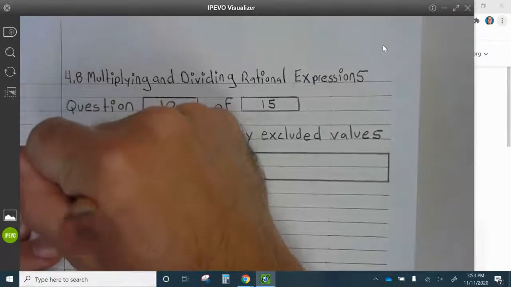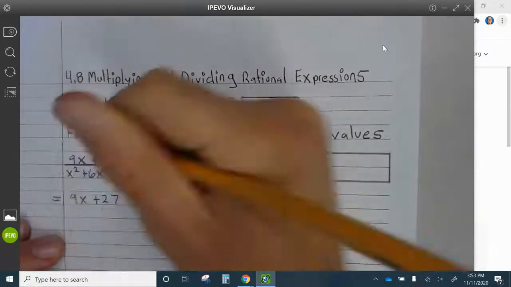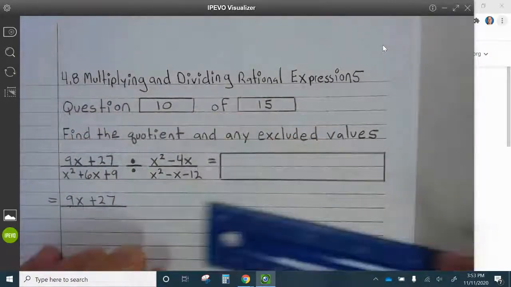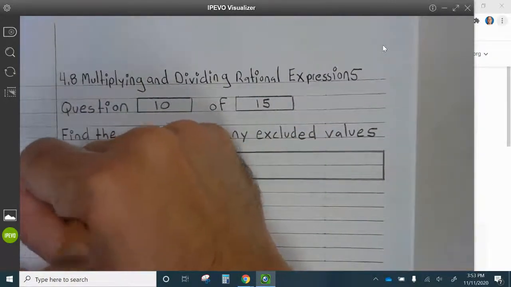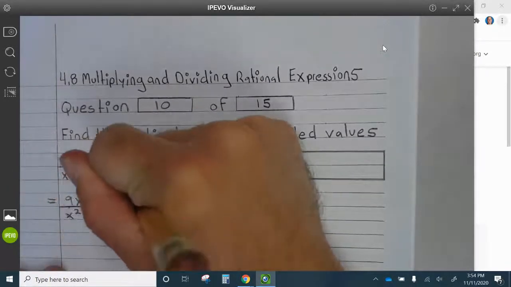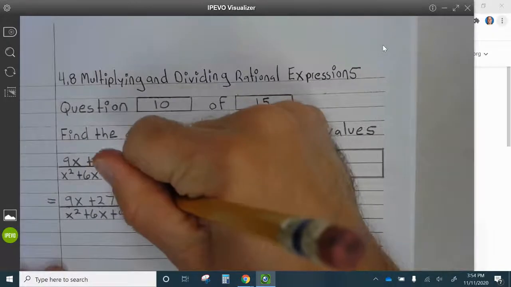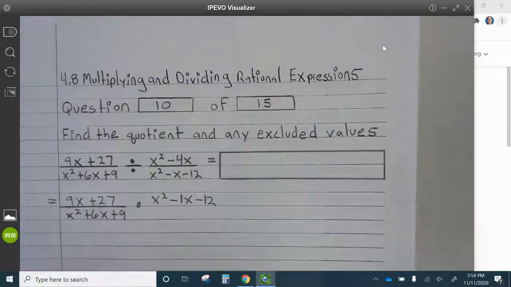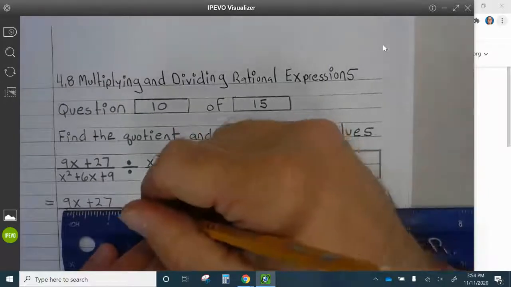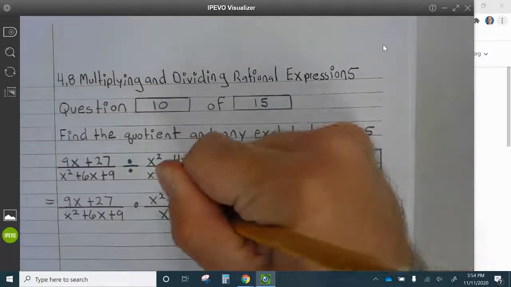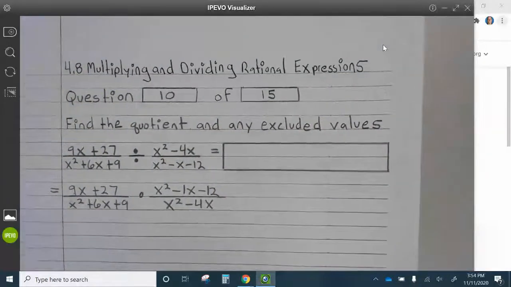So 9x plus 27 divided by x squared plus 6x plus 9 times x squared minus 1x minus 12 divided by x squared minus 4x. Okay?